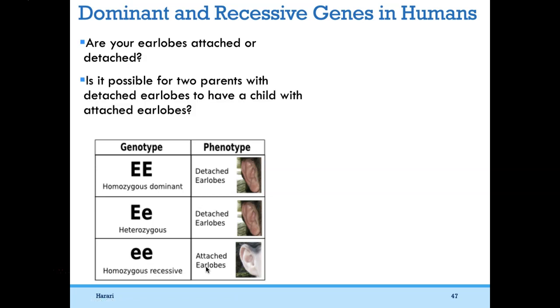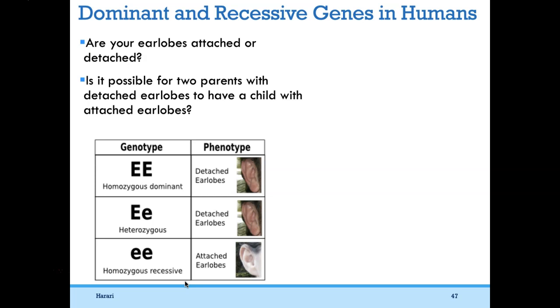Is it possible for 2 parents with detached earlobes to have a child with attached earlobes? So think about that for a second. Is it possible? The answer is yes. The only way that would be possible is if both parents were heterozygous. So try to draw a Punnett square that shows 2 detached earlobed parents having an attached earlobe child.